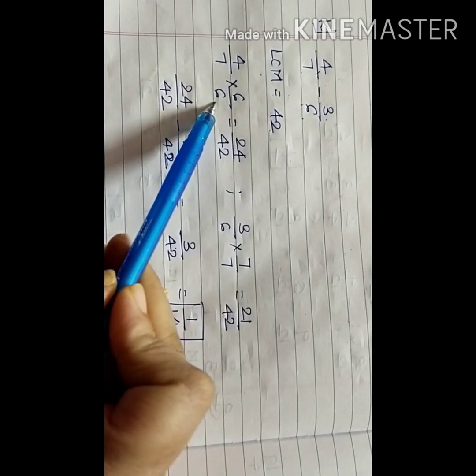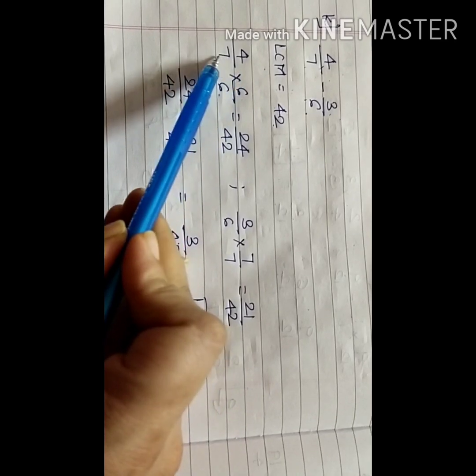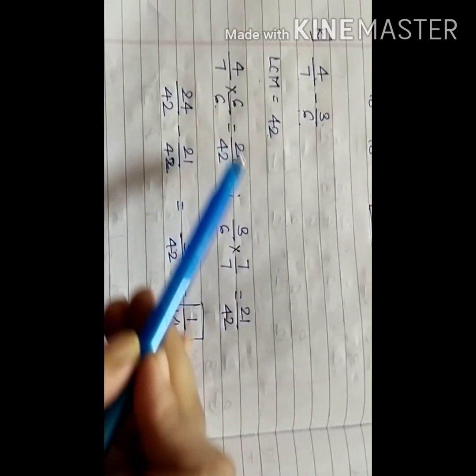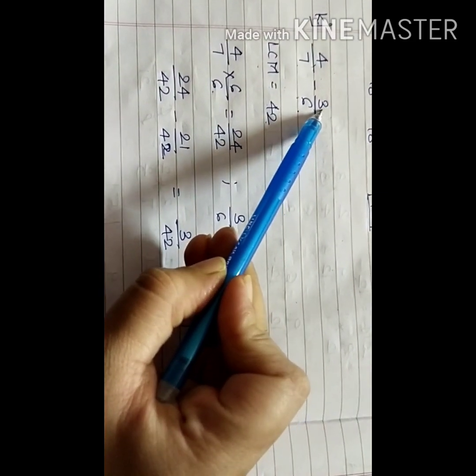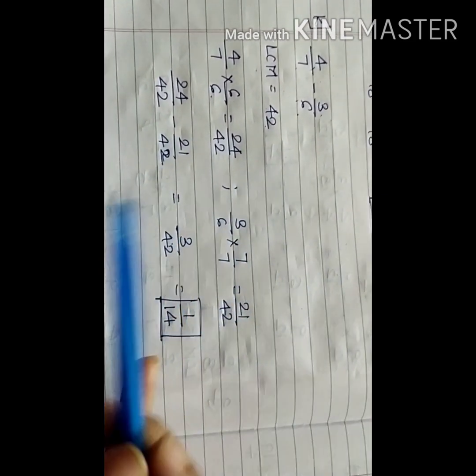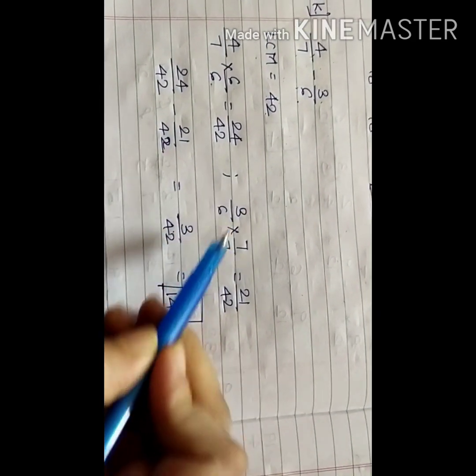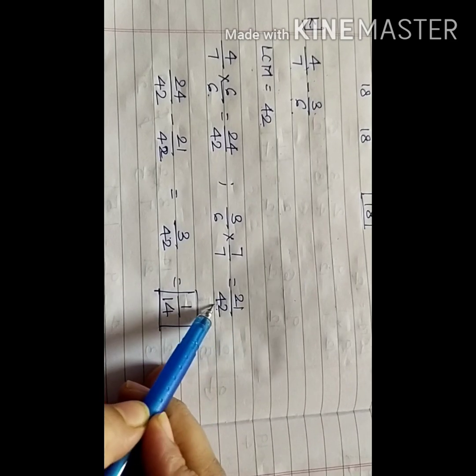Now I have to make the first fraction 4 upon 7's denominator 42. So 6 is the number which, when multiplied, will give me 42. So I need to multiply 6 with both numerator and denominator. I get 24 upon 42. Now the second fraction, 3 upon 6. When I multiply 6 by 7, I get 42. So the full fraction will be multiplied by 7. So it gives me 21 upon 42.